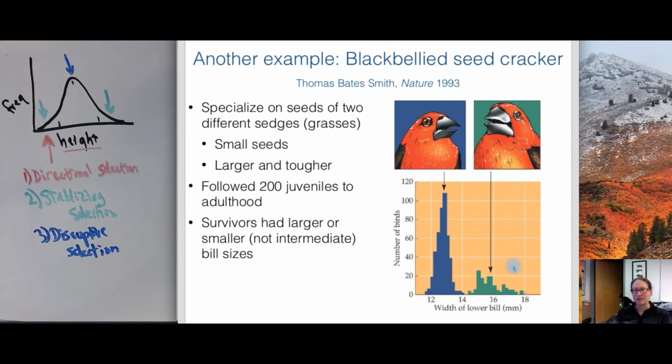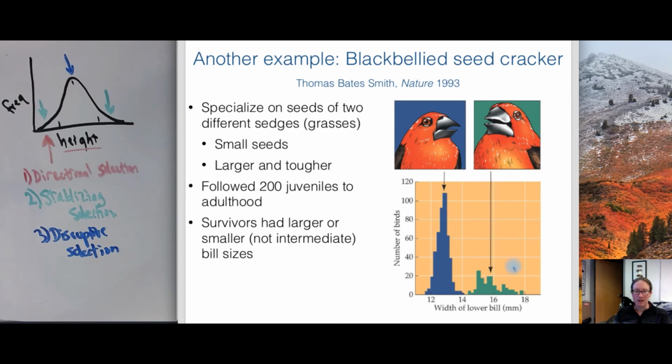To give you another example of this, here's a bird called the black-bellied seed cracker. These birds specialize on the seeds of two different types of sedges. Sedge is a type of grass, and sedges have seeds that are either small or much larger and tougher. And if you look at babies from these birds, you'll find they actually have a continuous distribution in beak size.